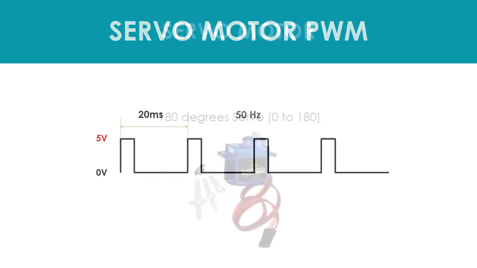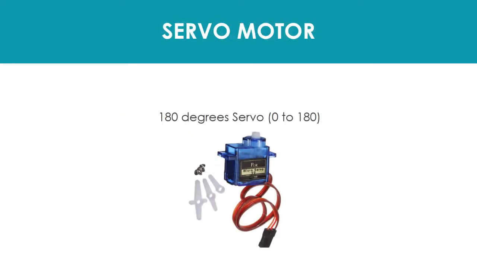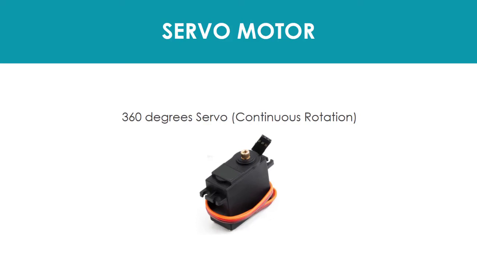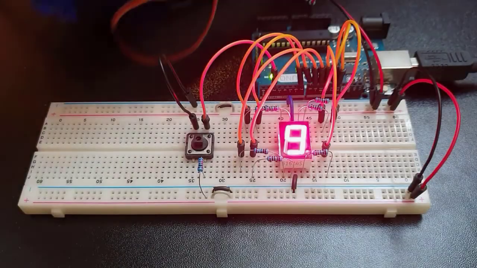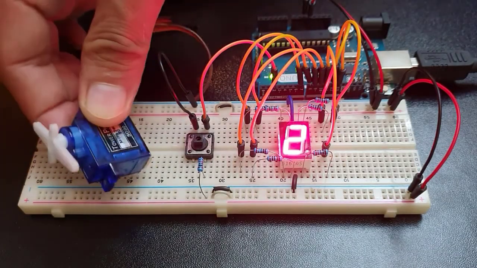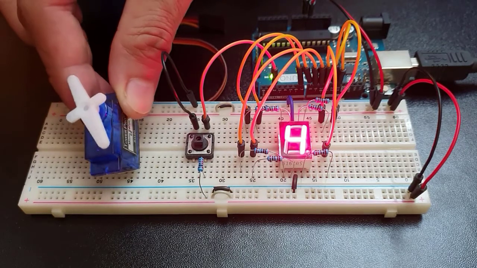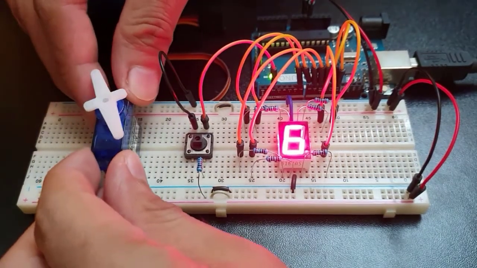Although most RC servos are of the 180 degree variety, which means they can only rotate in a range of 0 to 180 degrees, continuous rotation, also known as 360-degree servo motors, are also available. For this demonstration, I am going to use the SG90 microservo, which can rotate from 0 to 180 degrees.